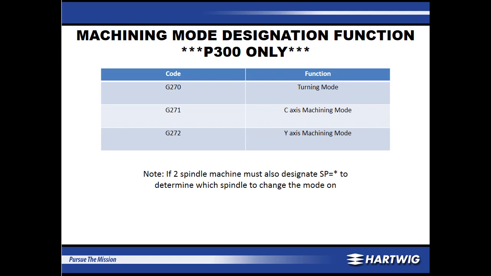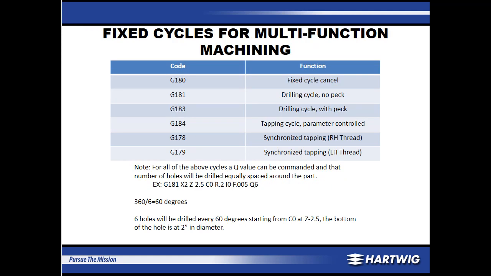If you have a sub-spindle machine or a right spindle machine, you must also designate SP equals in the program to determine which spindle to change modes. We can also use fixed cycles when programming a multifunction lathe.